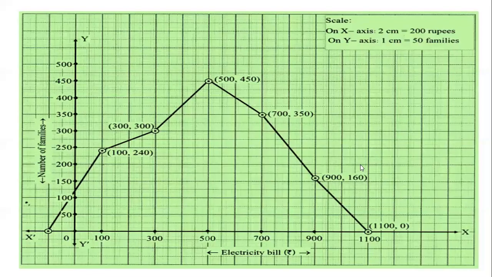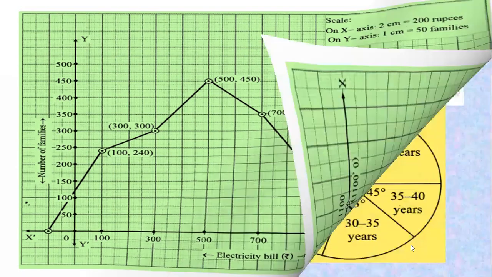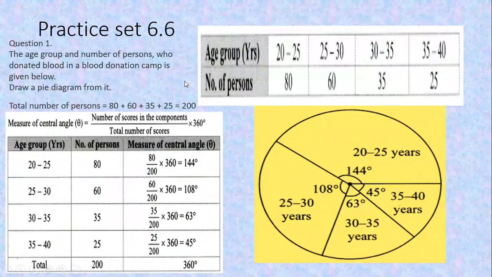So let's start with the next part. Practice set 6.6, pie diagram. A pie diagram is used to represent the data in a circle, in circular parts. Here you can see question number 1.